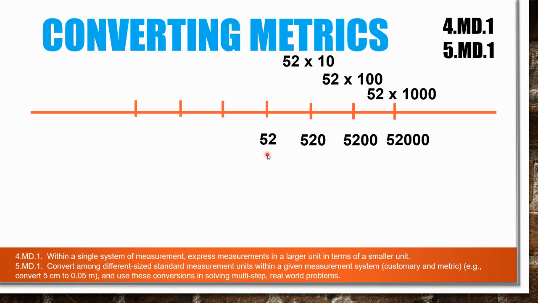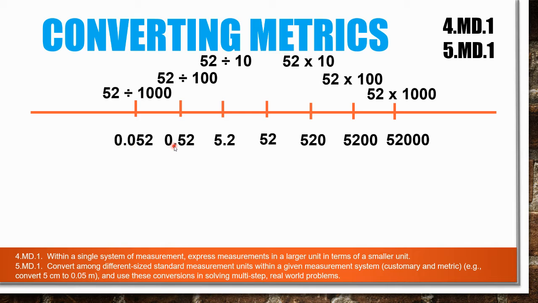Let's divide. 52 divided by 10. What do you think we're going to get? You're right. 5 2/10. Because the place value shifted 1 place. 52 divided by 100. What do you think? You're correct. That would be 52/100. And 52 divided by 1,000 is 52/1,000. And there you have it.